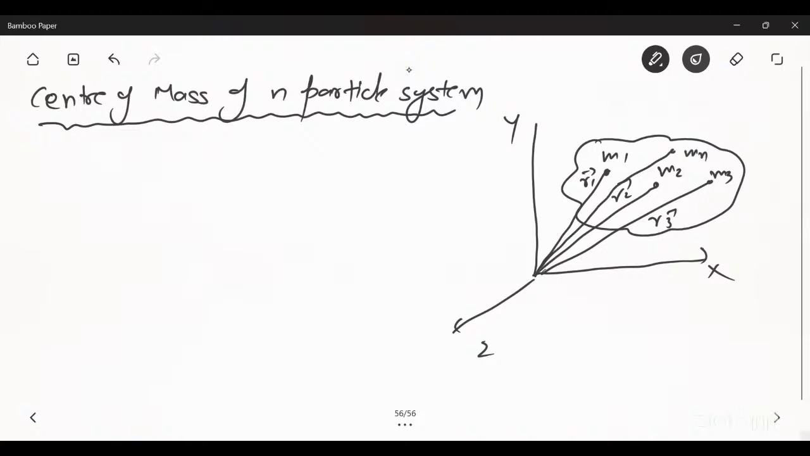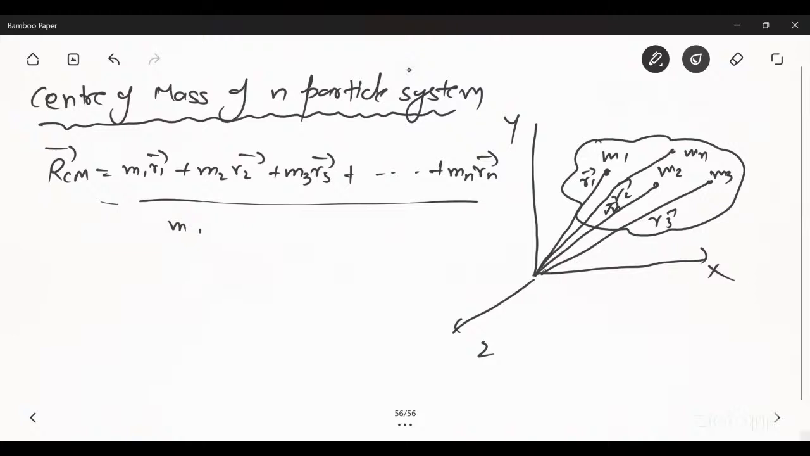So generally the value of RCM for the center of mass of an n particle system will be m1 r1 vector plus m2 r2 vector plus m3 r3 vector plus dot dot mn rn vector. Okay, it means multiply each mass with its position vector, upon the sum of the masses m1 plus m2 plus m3 plus dot dot mn. That is the sum of the masses of that particle system, which we can take as capital M.